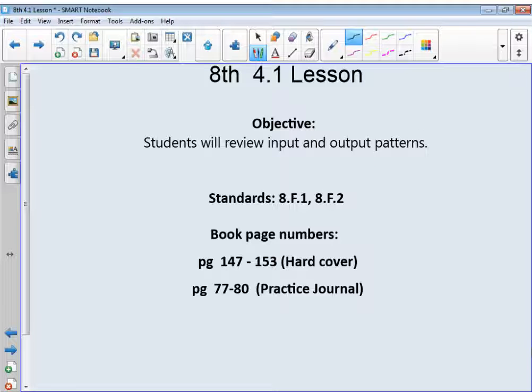Okay, this is 8th grade chapter 4.1 lesson. The objective, students will review input and output patterns. The standard covered is 8F1 and 8F2. The page numbers out of the hardcover book are pages 147 through 153, and out of the practice journal, pages 77 through 80. Today, you're going to need to have your practice journal out to work through the stuff that we're going to be doing together.